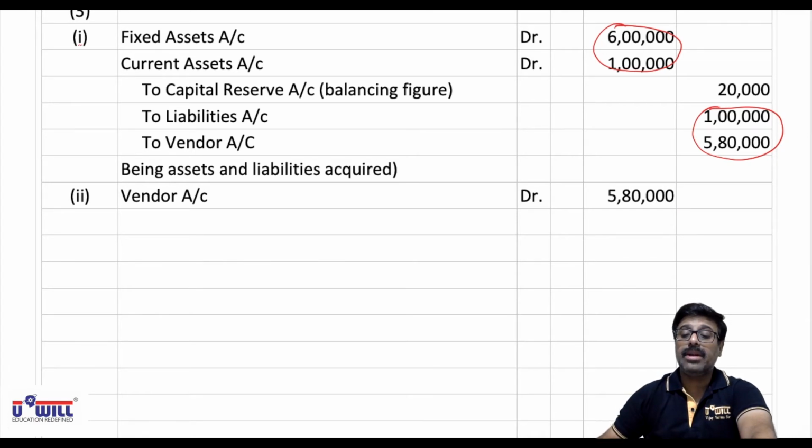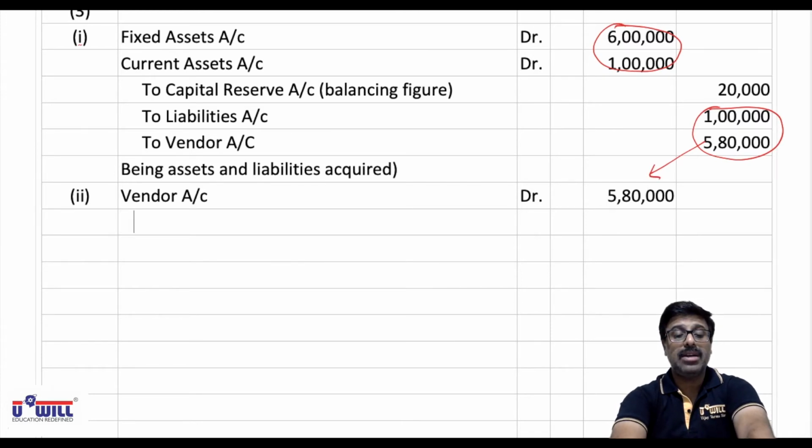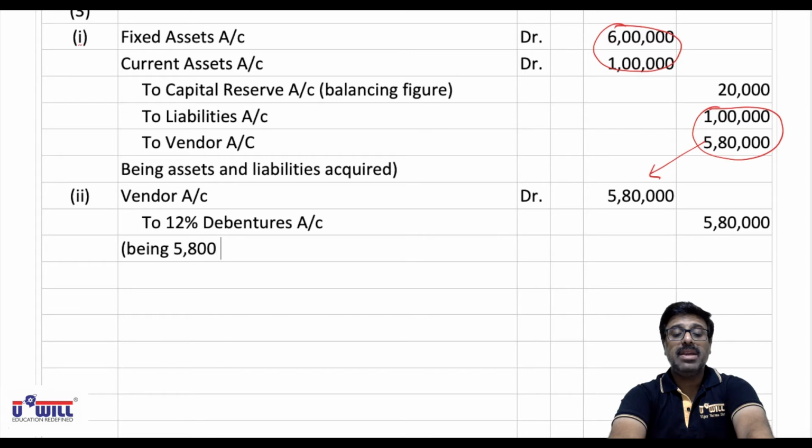Okay, vendor account debit with this amount of 5,80,000. And then again we are issuing the debentures at par. So debentures are payable, credit the payables to 12% debentures account 5,80,000. Now here 5,80,000 divided by 100. How many debentures will be issued? Being 5,800 debentures issued at par. So third situation is also done.